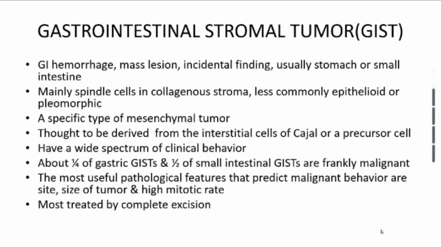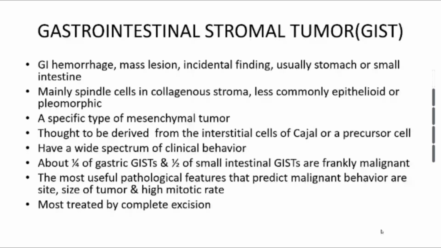And if you look under the microscope, that is, you take a tissue, prepare it and look under the microscope, the cells that you're likely to see would be mainly spindle cells in collagenous stroma, less commonly epithelioid or pleomorphic. So it's a specific type of mesenchymal tumor. So it originates from the mesenchyme. I'm sure you need to go back again to the embryology, look at what is mesenchyme and so on, so that you can understand this better. And it is thought to be derived from interstitial cells of Cajal or a precursor cell. So go check what we mean by the cells of Cajal.